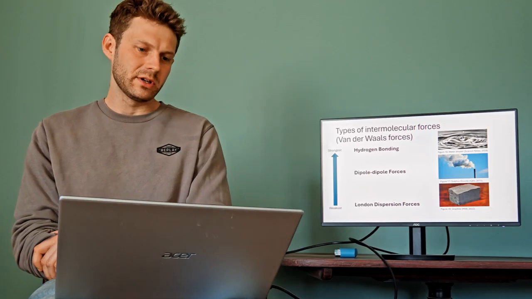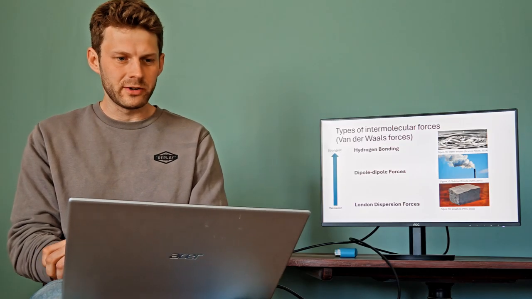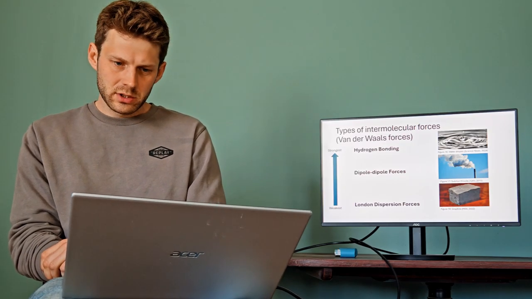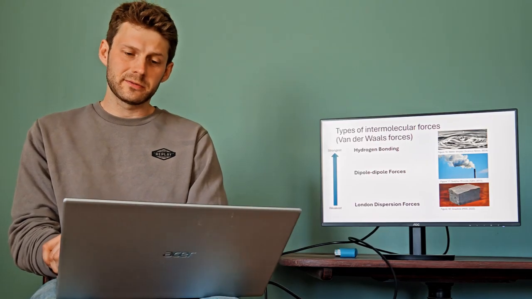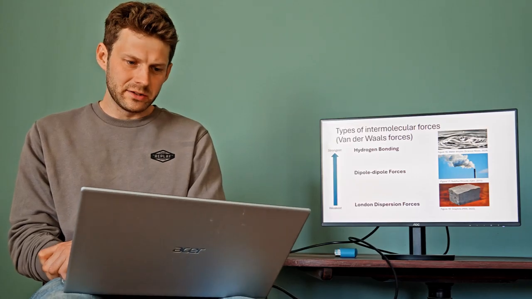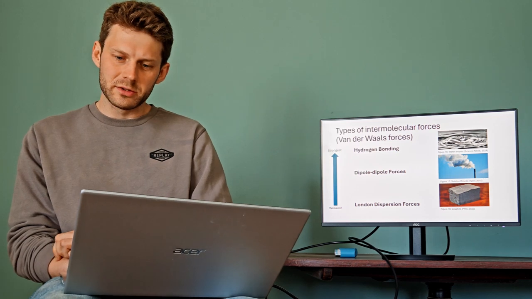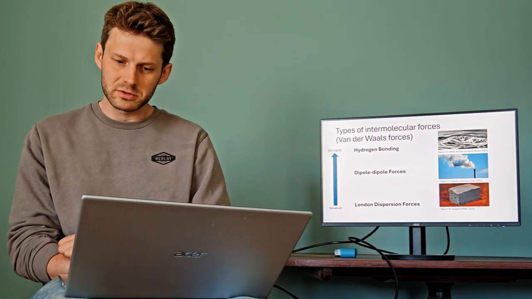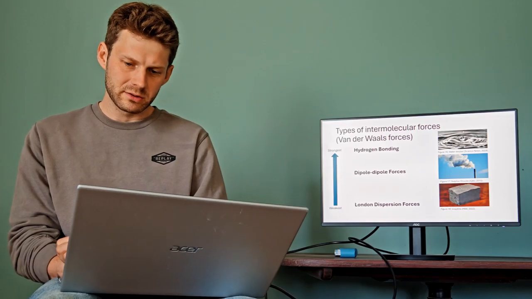And we have London dispersion forces, which are the weakest type of van der Waals forces. An example of this would be in graphite, where you have layers of carbon, and between each layer there's London dispersion forces, and it allows the layers of carbon to slide over each other, which is why graphite's used in pencils and also lubricants.